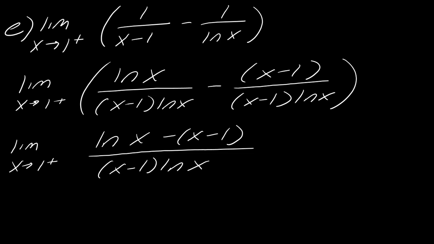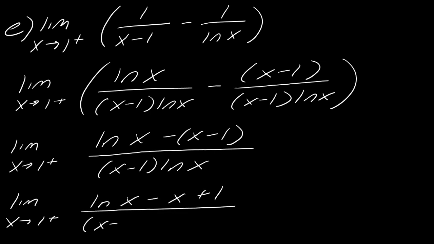And just another reminder, the point of this is to get this all as one solid expression. You don't want to start canceling things out. And also it would be wrong to cancel out natural log of x and natural log of x. That's not a legal cancellation in this case. So if I work this out as far as I can, this will be the natural log of x minus x plus 1 over x minus 1 times the natural log of x.